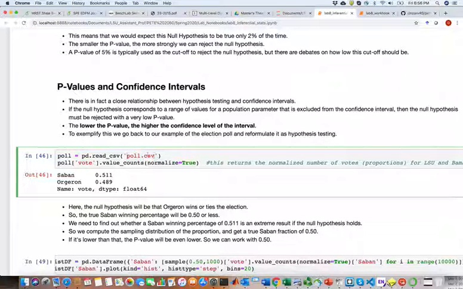So, the hypothetical polls between Ed Orgeron and Nick Saban. This is the data for 1,000 votes, exactly what we had before. This will give you the hypothesis that Nick Saban will win the election. And the null hypothesis will be that he does not win, meaning he either loses or ties the election.